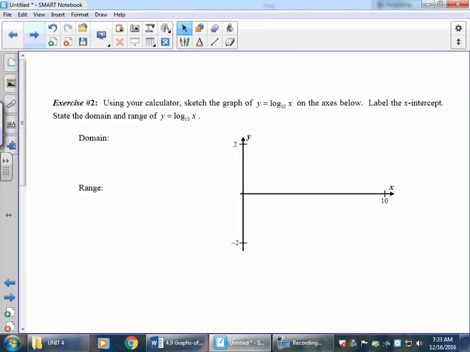So using your calculator, sketch the graph y equals log base 10 of x on the axes below. All right, so let's pull up our calculator.